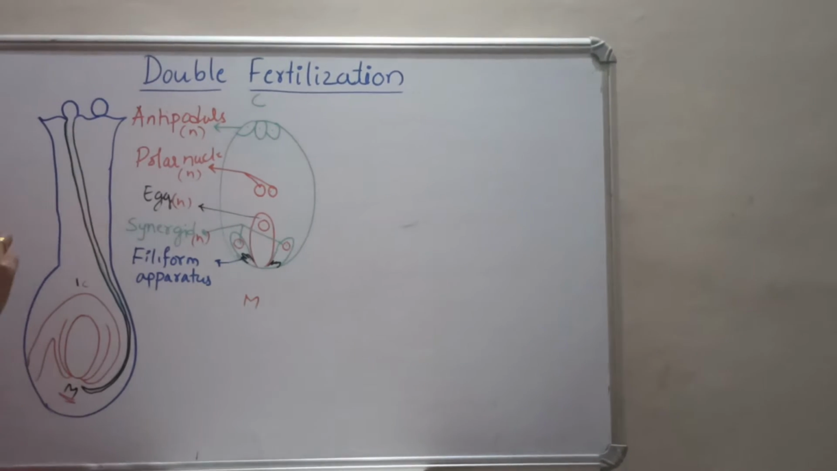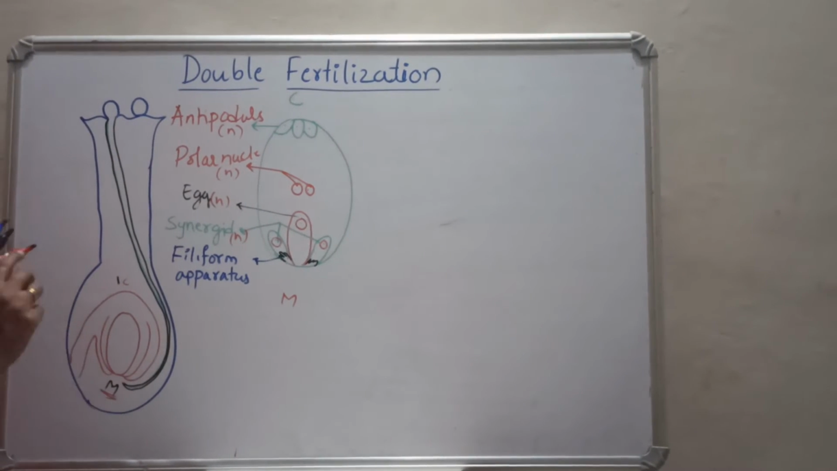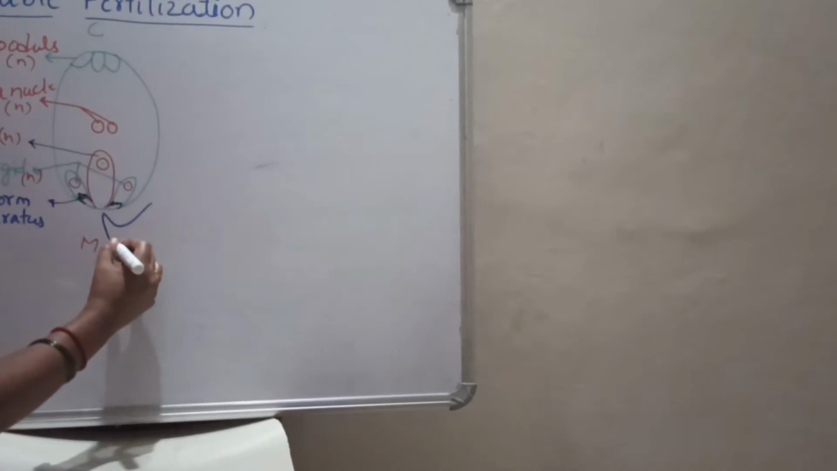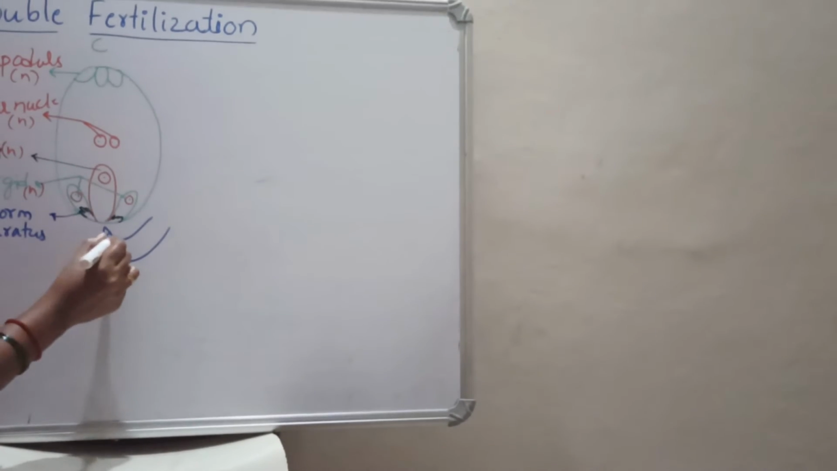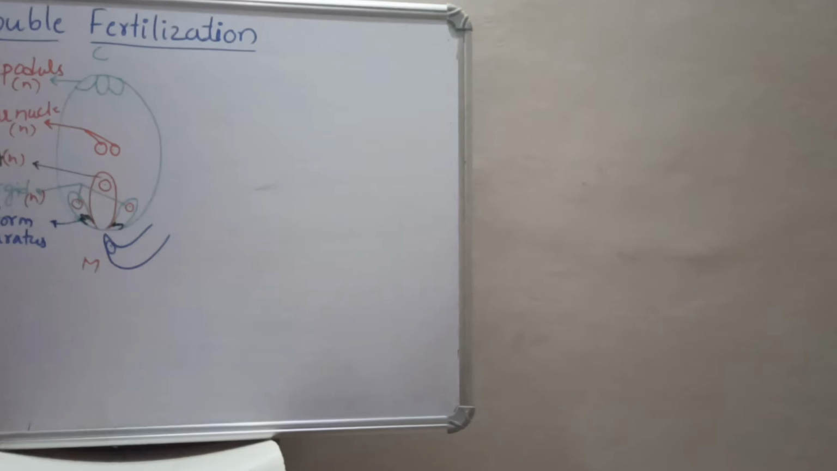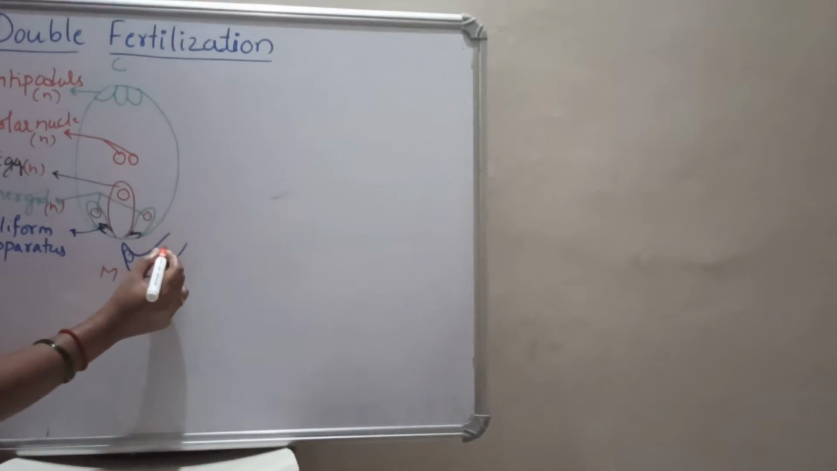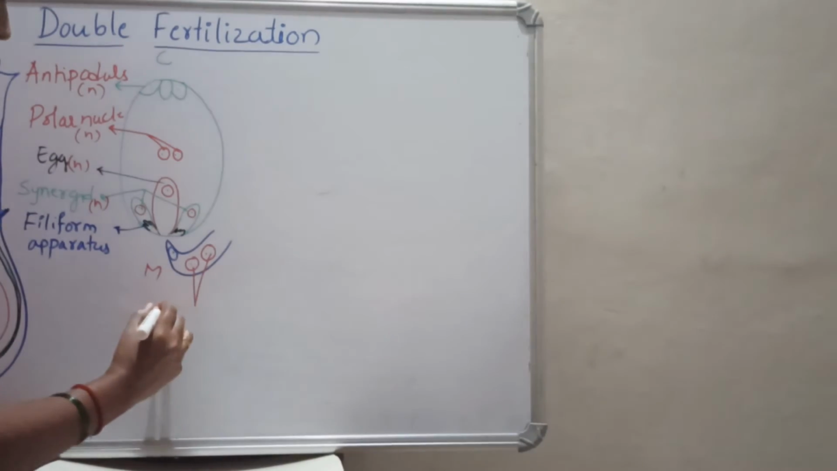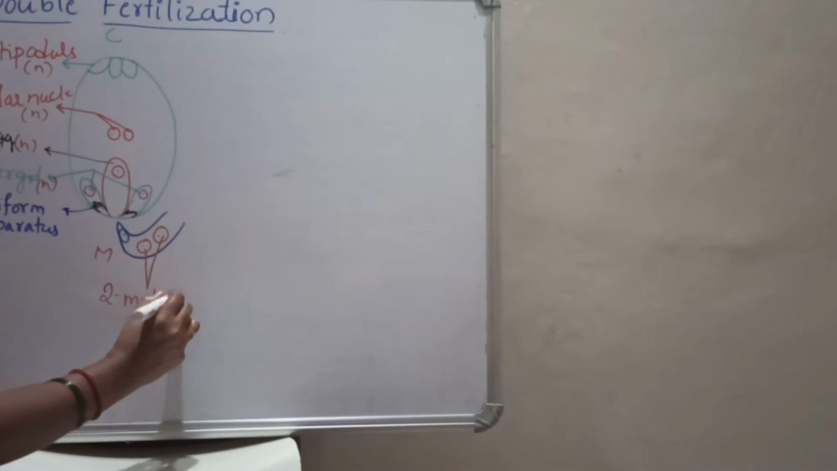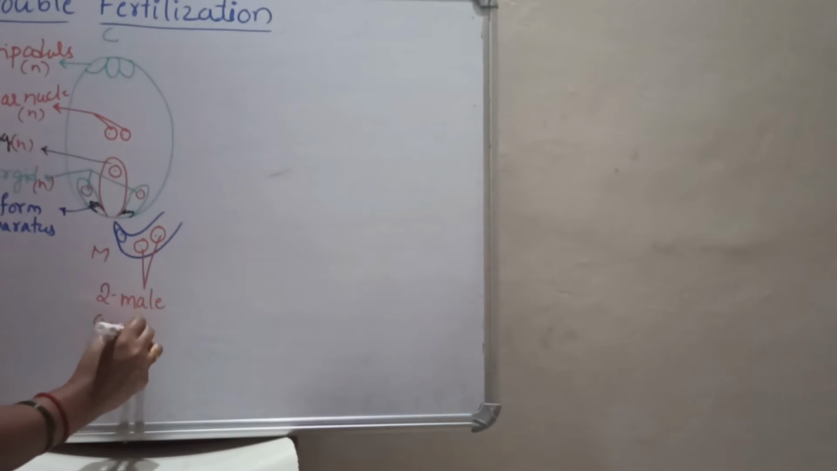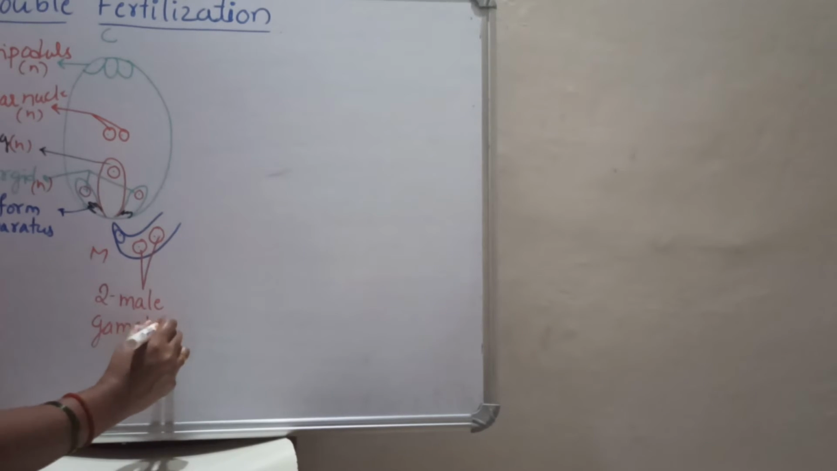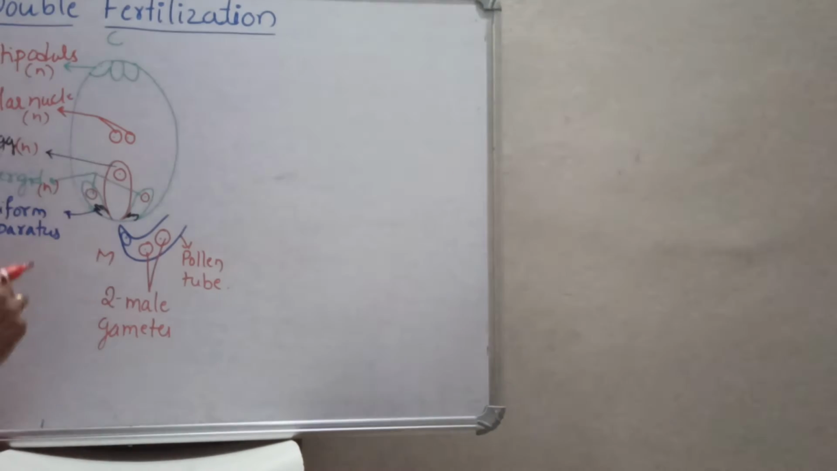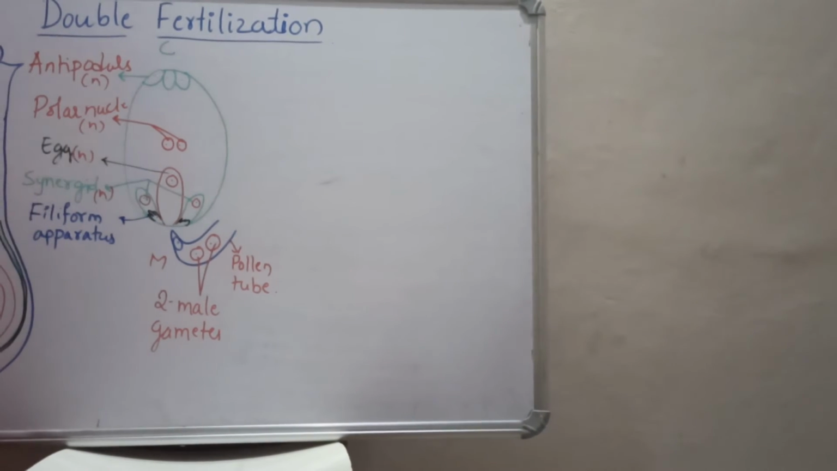Then the pollen tube enters through the micropylar region. Here I will draw only a pollen tube diagram. The one tube nucleus is present at the tip of the pollen tube, and here are the two male gametes present in the pollen tube. This is the pollen tube, and this is the embryo sac structure.